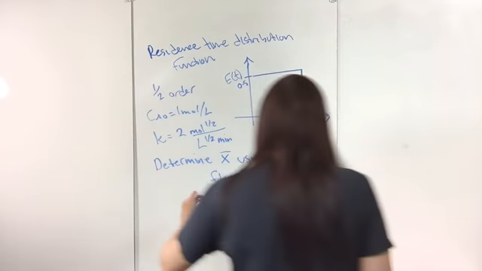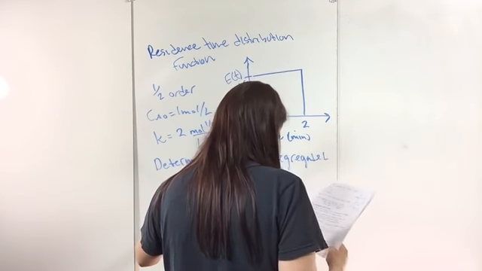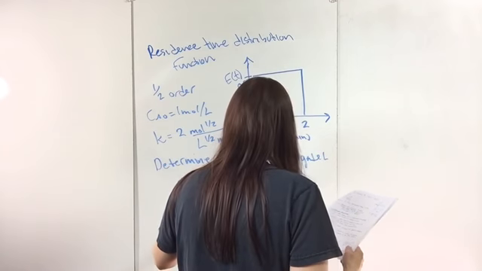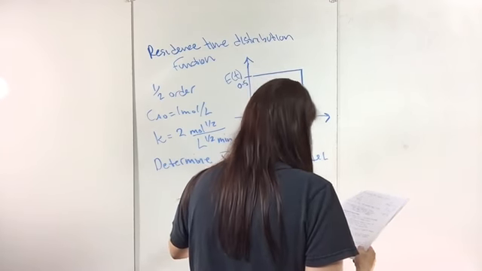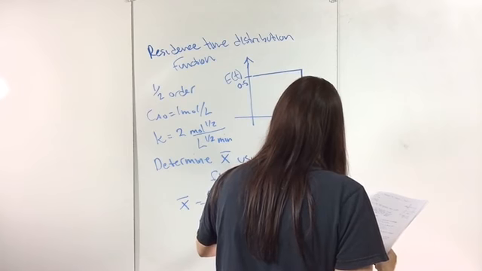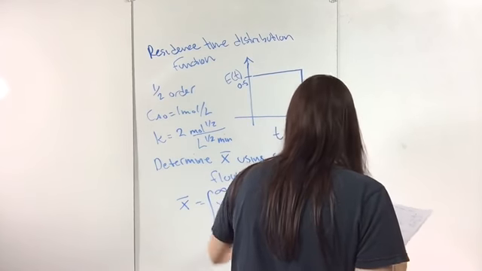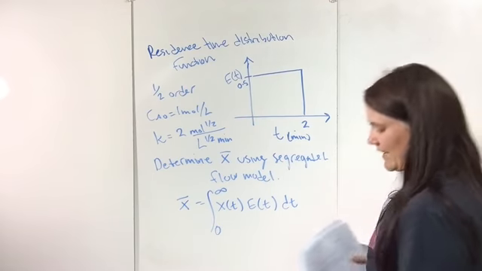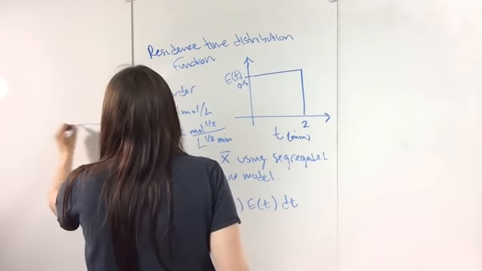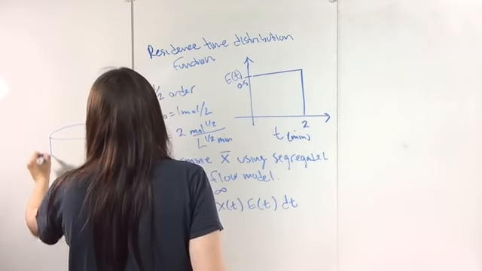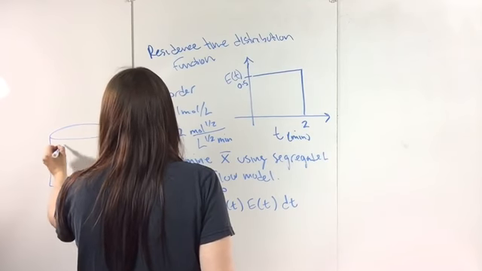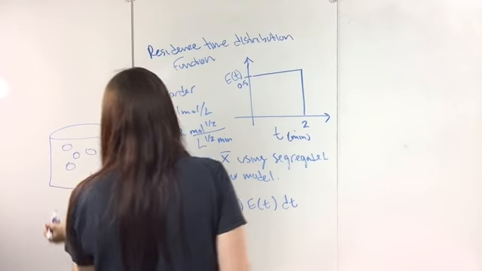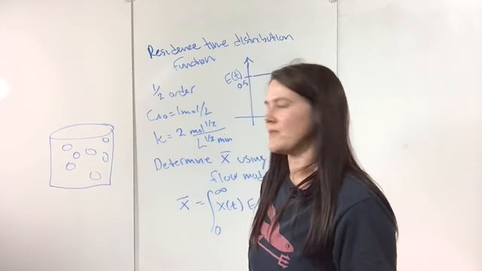Since we're using that model, I just want to write down the equations. X is equal to the integral from 0 to infinity of X of t E of t dt. Just going back to this reactor, we have all these globules in here, and each one is in the reactor for a different amount of time.